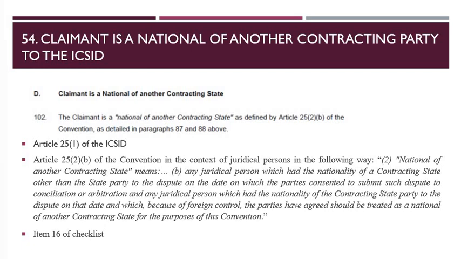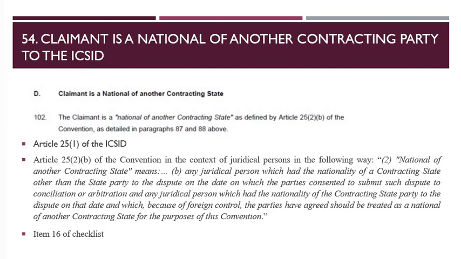The phrase national of another contracting state is defined in Article 25(2)(b) of the Convention in the context of juridical persons in the following way. "2. National of another contracting state means: (b) any juridical person which had the nationality of a contracting state other than the state party to the dispute on the date on which the parties consented to submit such dispute to conciliation or arbitration, and any juridical person which had the nationality of the contracting state party to the dispute on that date and which, because of foreign control, the parties have agreed should be treated as a national of another contracting state for the purposes of this convention."